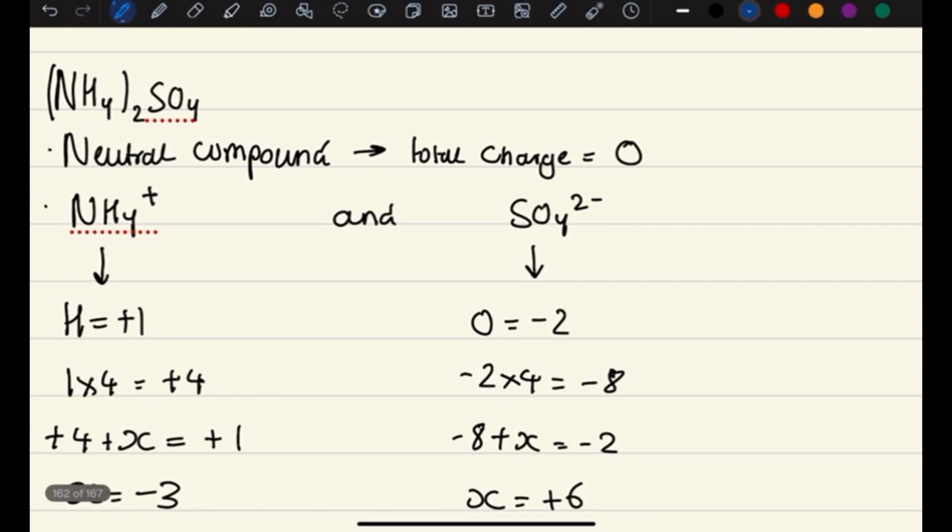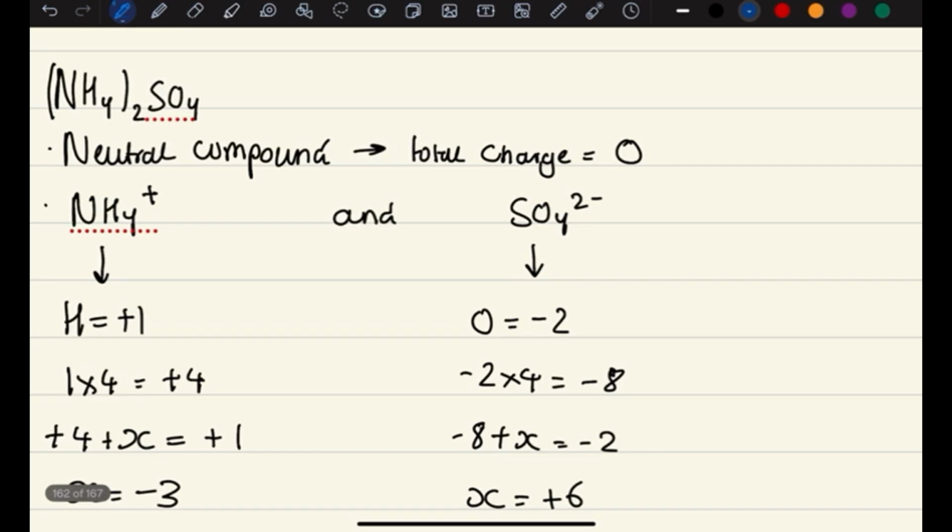So let's split it up into its ions. It's got an NH4+, and it's got an SO4 2-. So we split it into the ions, and now we're thinking. We know hydrogen is always going to be +1, unless it's in a metal hydride. Remember your exception. Now, that's 4 hydrogens there. So 4 times 1 gives +4.